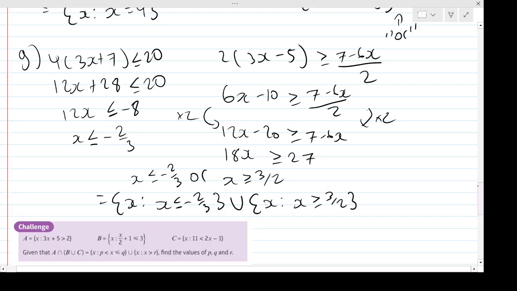So the key detail there again is that we have two different inequalities, which means I need to split them up, because every set, every bracket, can only contain one actual inequality.